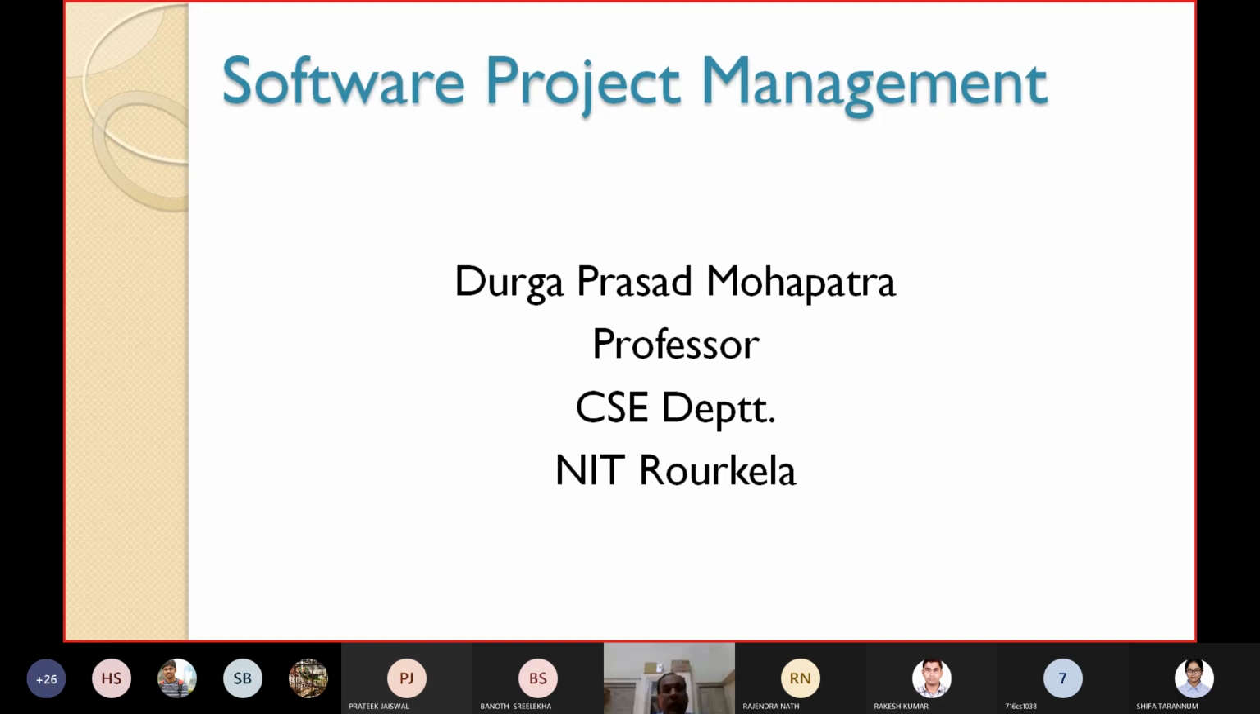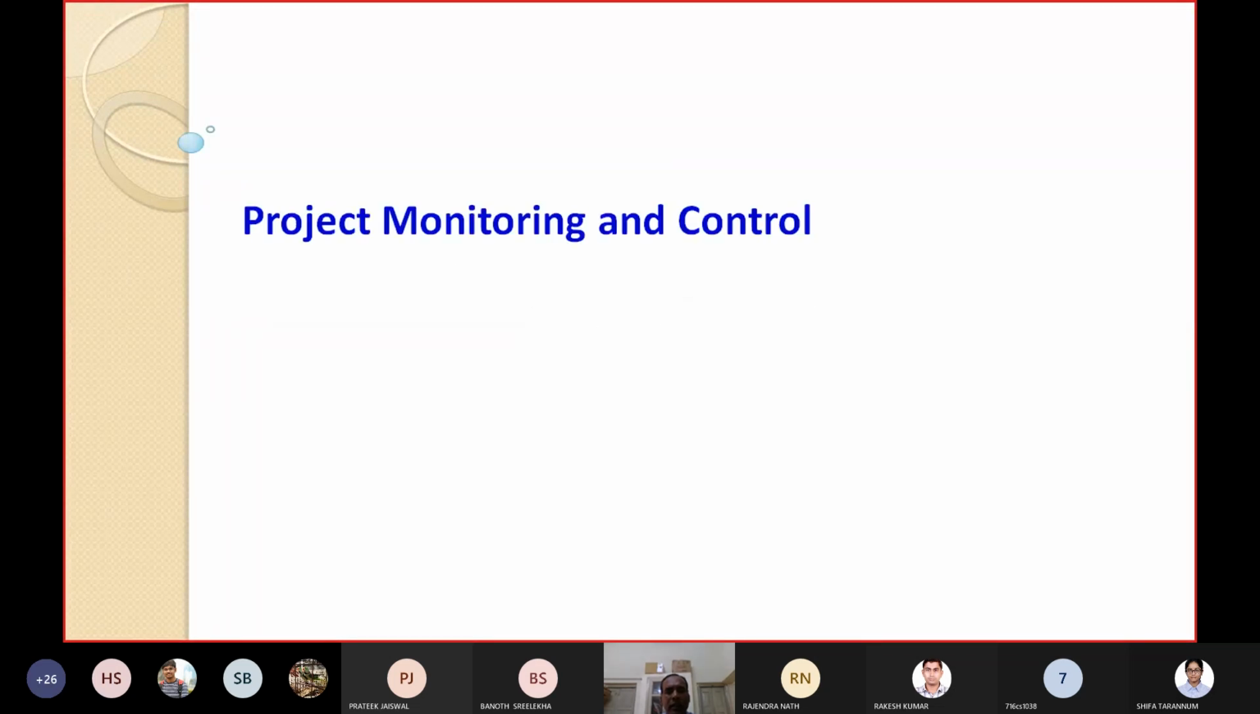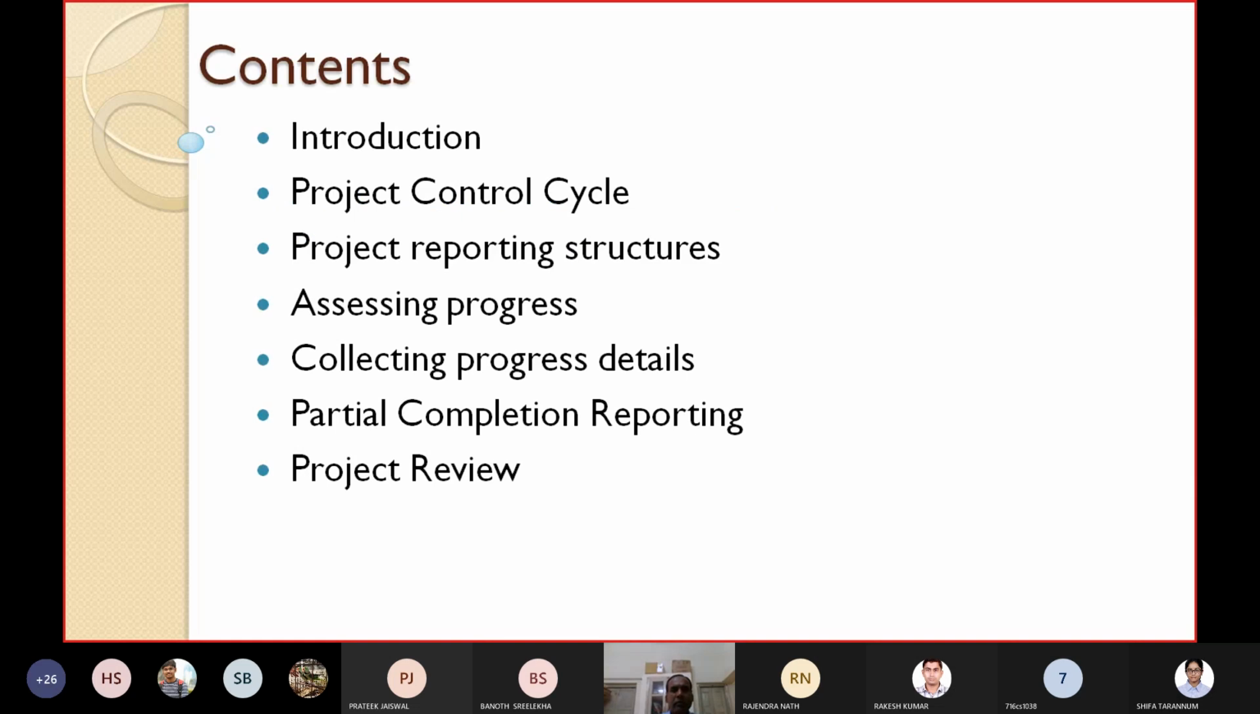Okay, so today we'll discuss how to monitor and control the progress of the project. We'll discuss a little bit of introduction on project monitoring and control. Then what is the project control cycle? Different reporting structure methods. What are the different project reporting structures? How to assess the progress of a project? How to collect the progress details, then how to handle partial completion reporting, and finally we'll discuss how to carry out project review.